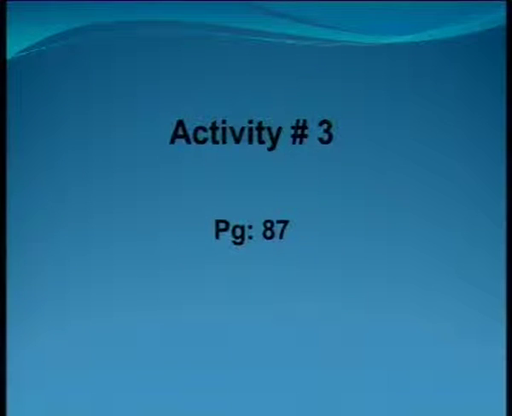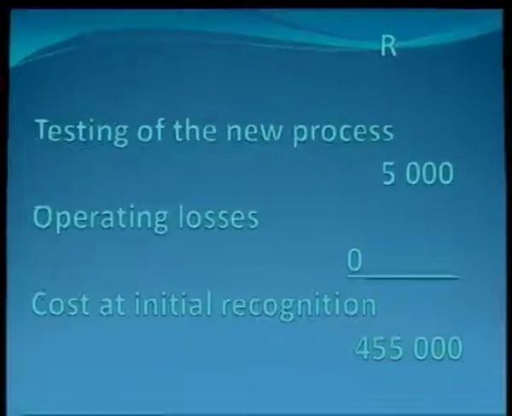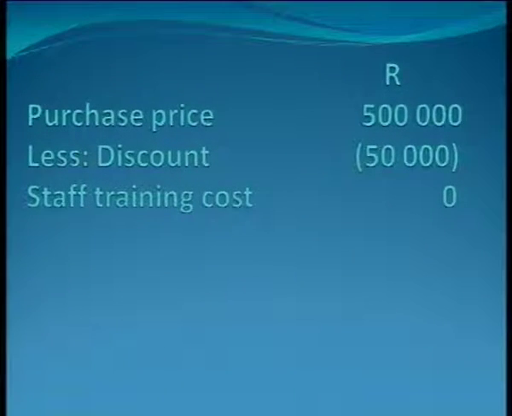Activity number 3, which is found on page 87. We were supposed to also in this activity calculate the cost of initial recognition, in terms of at what price or amount you will put in your purchase price for your asset. The purchase price for the asset is 500,000. Then we less the discounts that we have received because we did not pay for these discounts. Staff training cost we don't include in the cost of the asset. These are excluded.